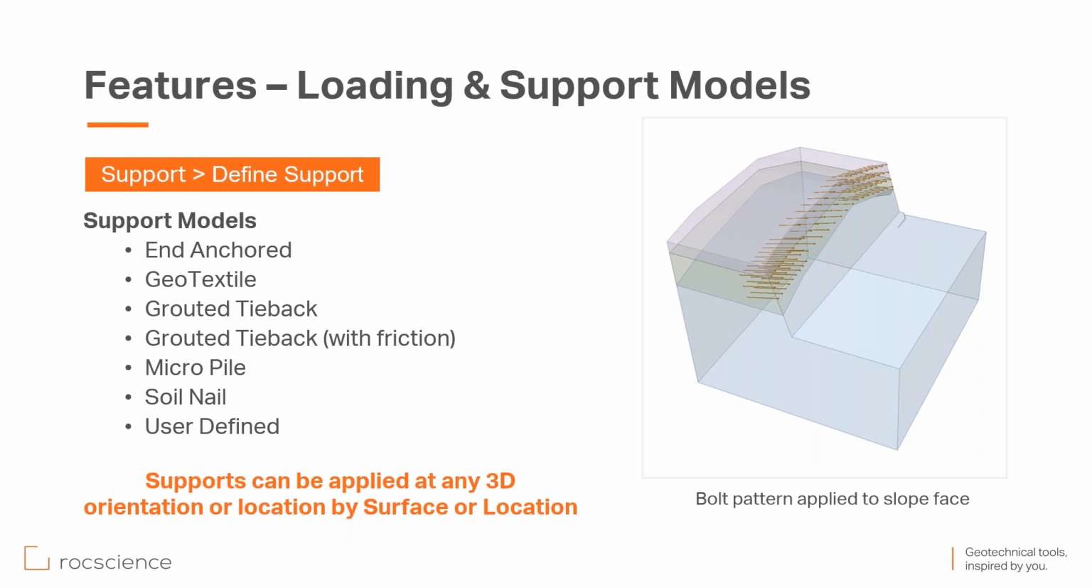Let's start with support analysis. The support library that we have in the Slide 3 software is similar to the Slide 2 software, including end-anchored, geotextile, grouted tieback with friction, micropile, soil nail, and user-defined. Support can be applied at any 3D orientation or location by different options that we have in the software.